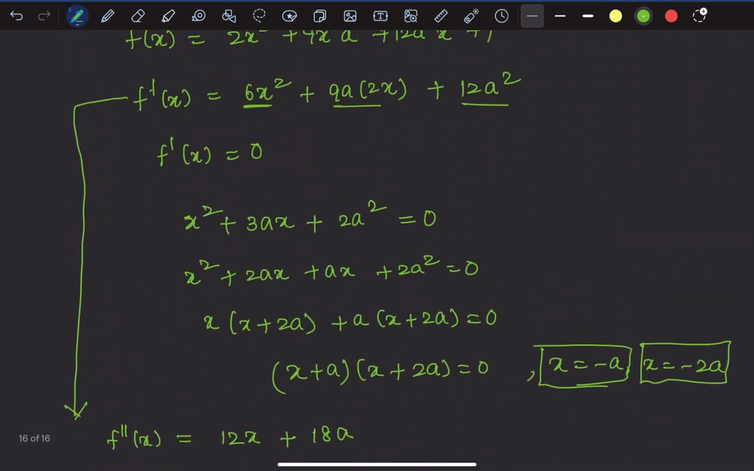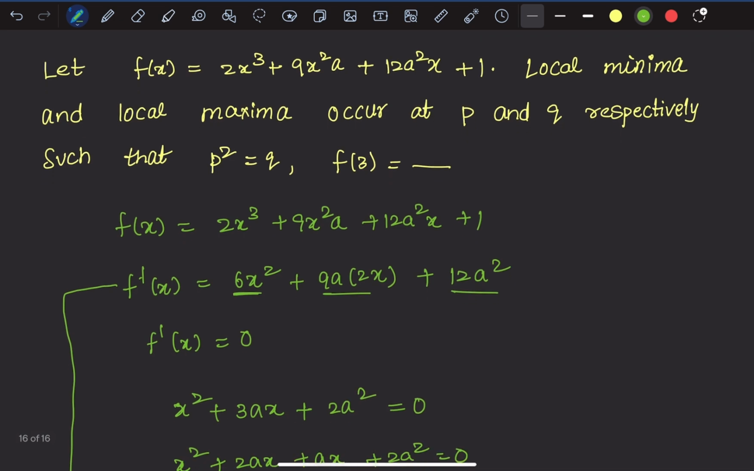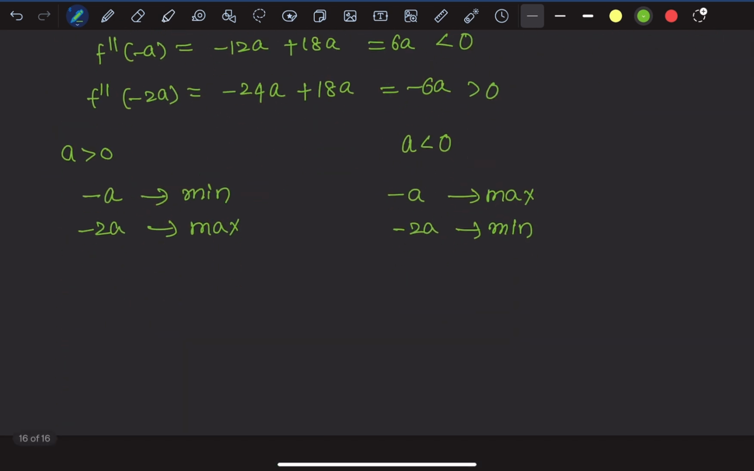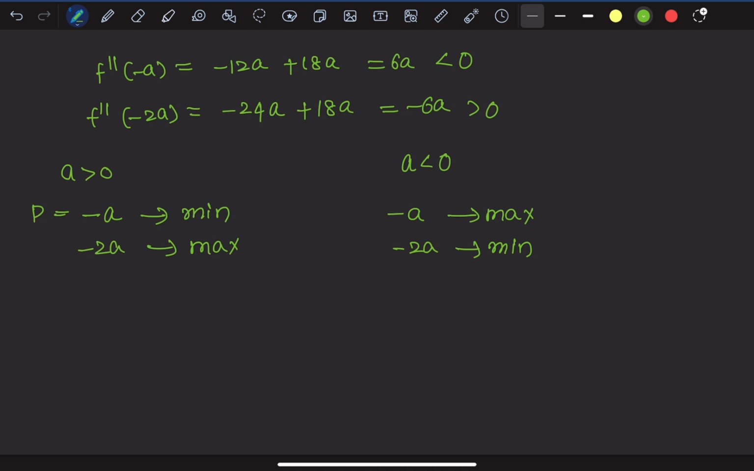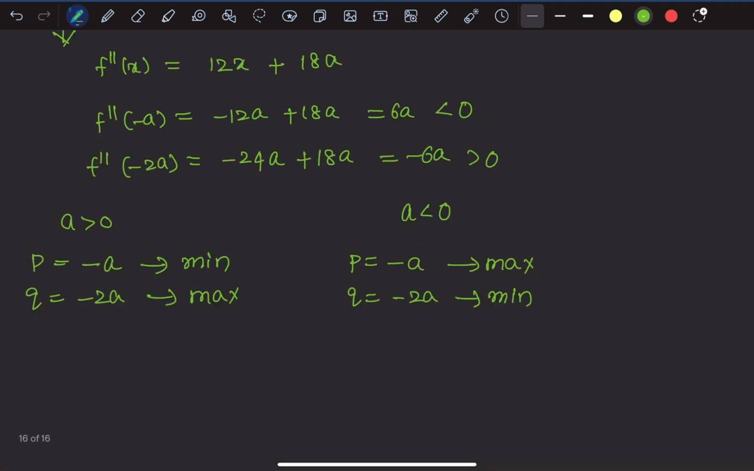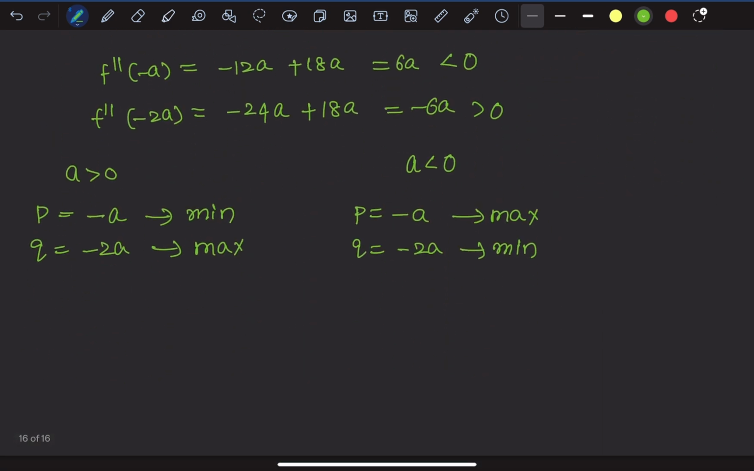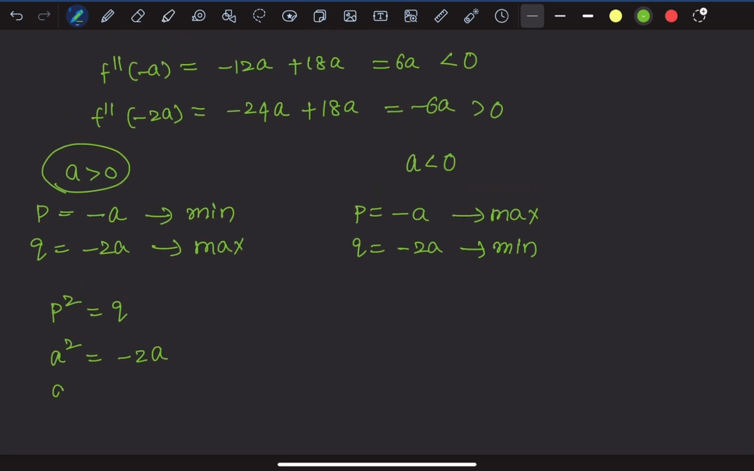Alright, so we have the condition on p and q. Minima is p, maxima is q. In this case, p square is equal to q is given. So if a is greater than 0, p square will be a square. a square is equal to minus 2a. Alright, so either a is equal to 0 or a is equal to minus 2.